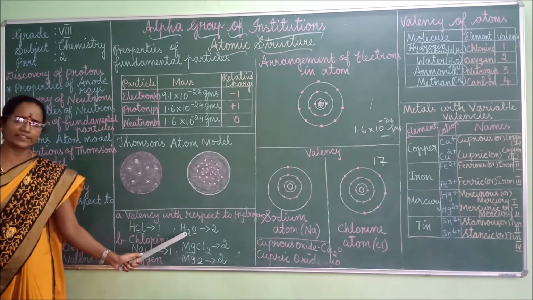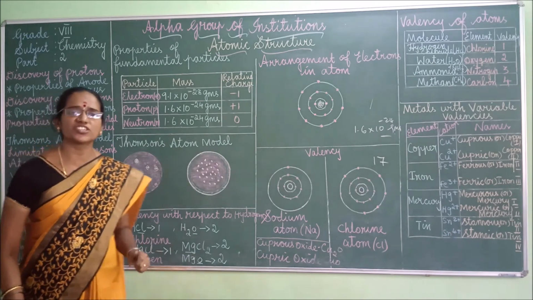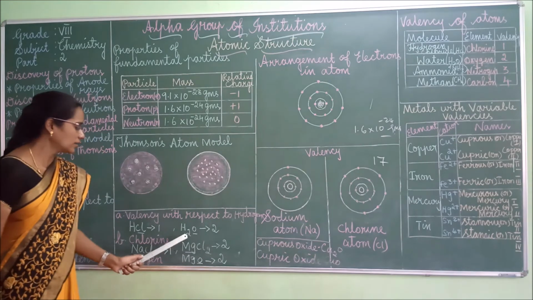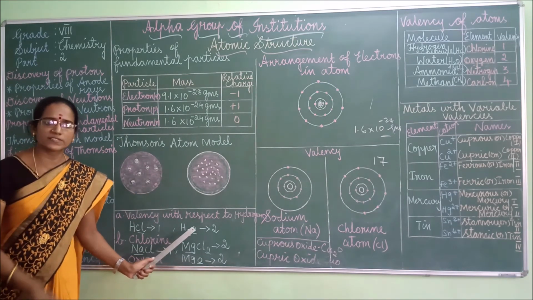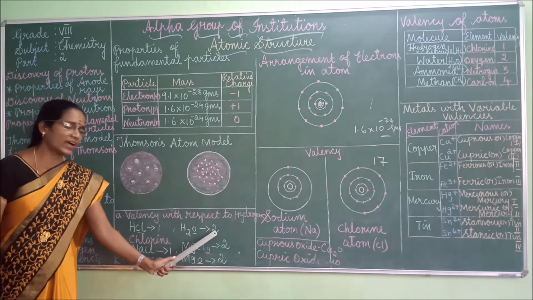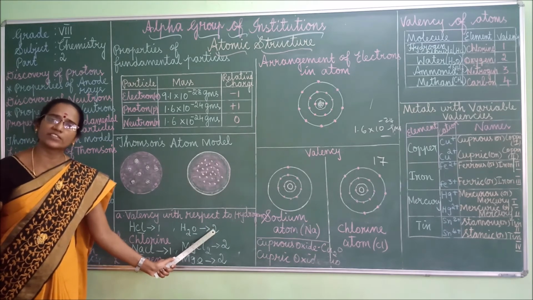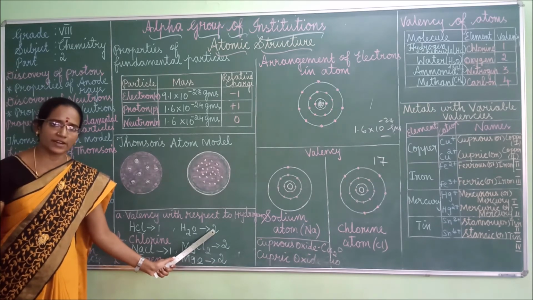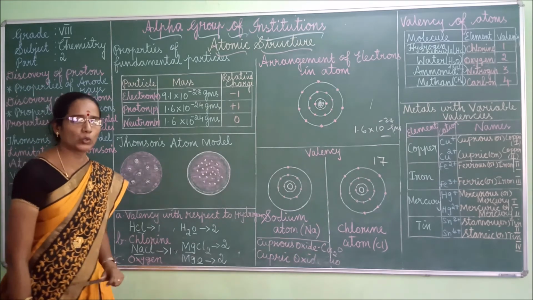And even you can take the water molecule. You know very well water is composed of hydrogen as well as oxygen. Here, 2 hydrogen atoms combine with one oxygen atom. Here, the valency of oxygen is 2. So these are the valency with respect to hydrogen, right? So next we can move to valency with respect to chlorine.